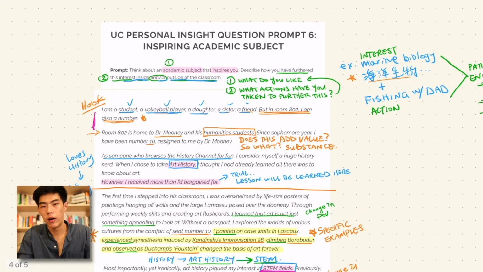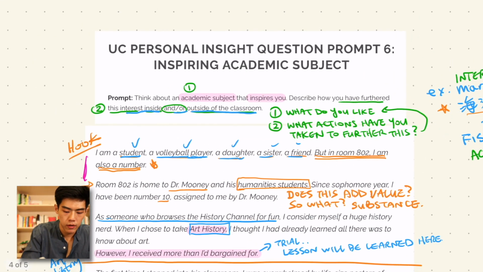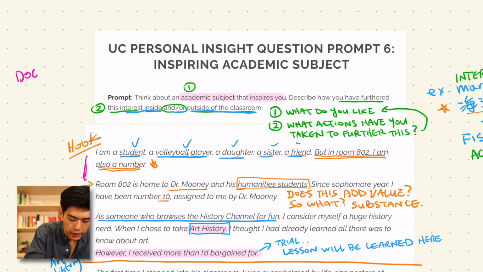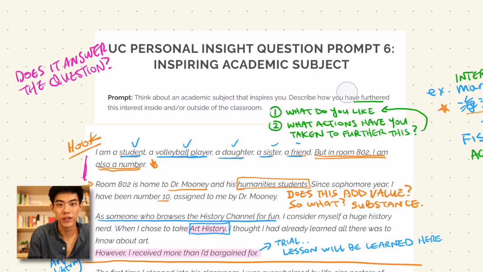Is this essay good? Actually it's not bad. Overall, does it answer the question? We want to ask ourselves at the end, does it answer the question? What do you think? Think about an academic subject that inspires you. Describe how you have furthered this interest inside and or outside the classroom. What do you think?